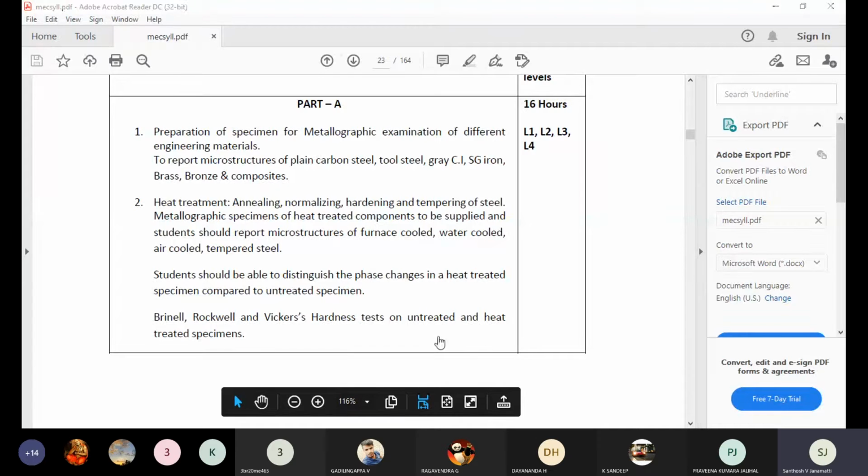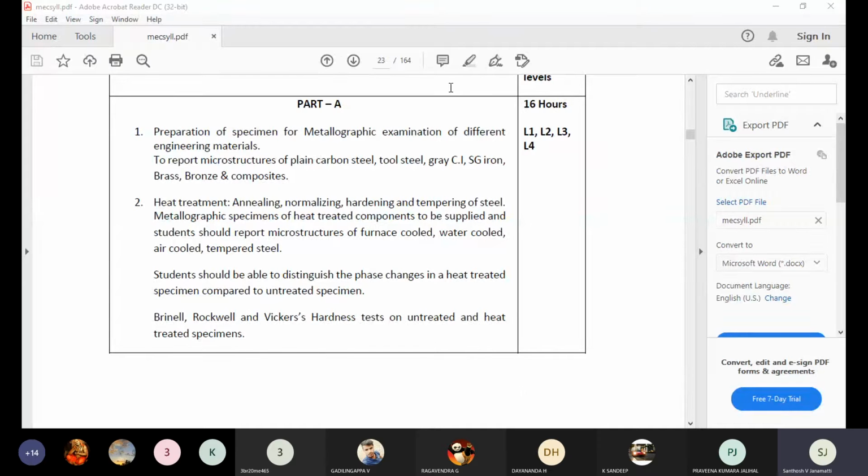So mute your mic always, make sure that your mic is in muted condition.